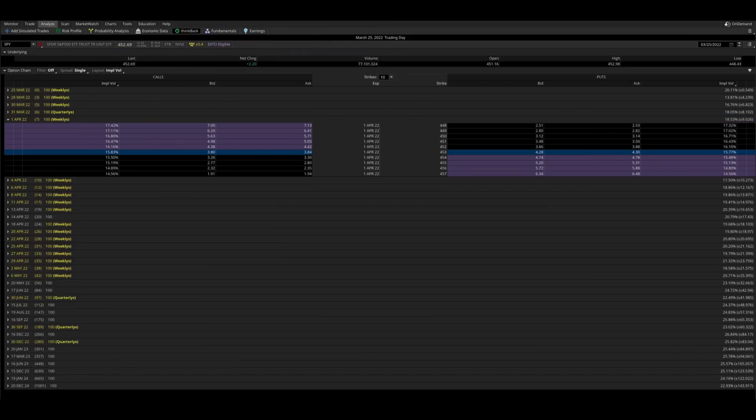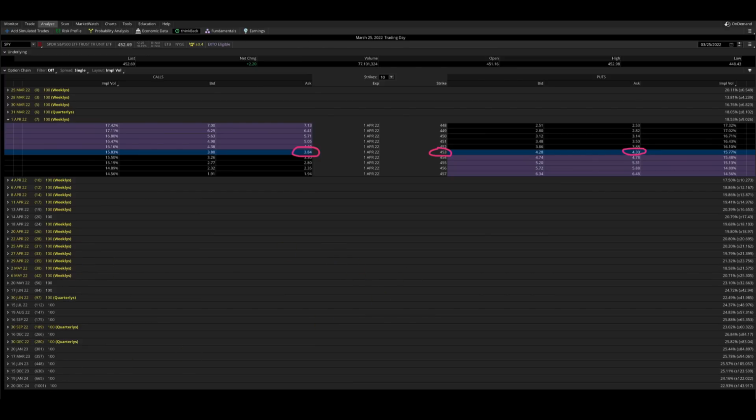Now, if I don't have the expected move calculation on my platform, a very simple way to do it is by going to the at the money strike. So it's at 452.69, so we're just going to use 453. And what I do is add the ask of the call to what the put is currently going for, also on the ask. So it'd be 3.84 plus 4.30.